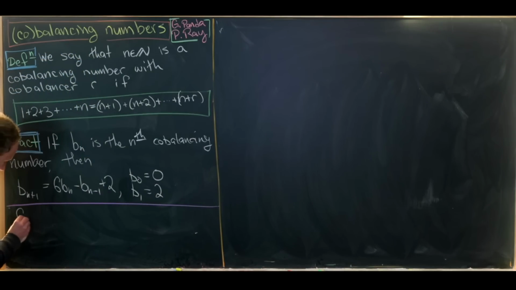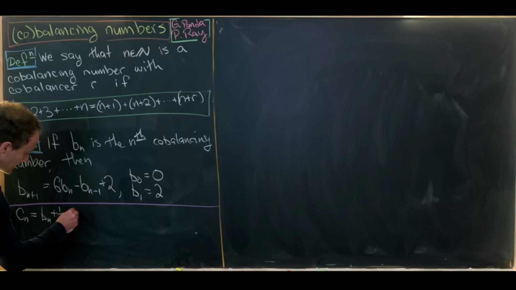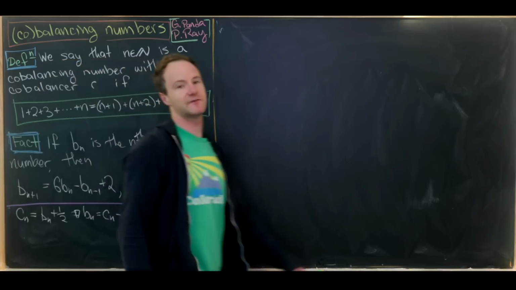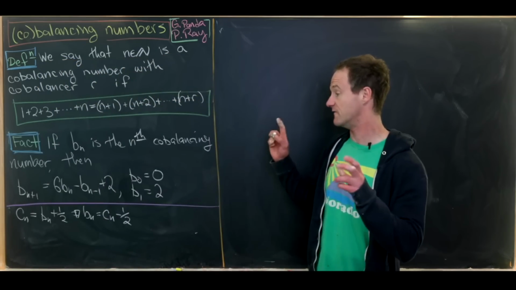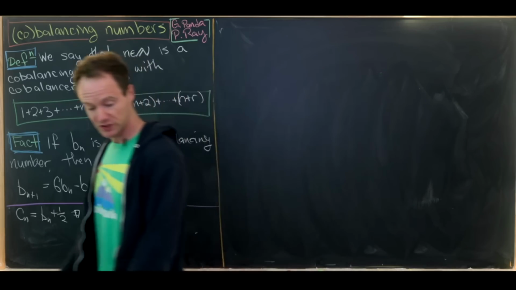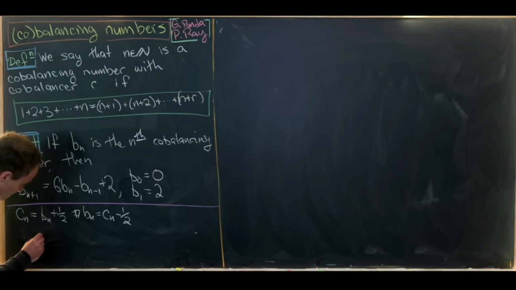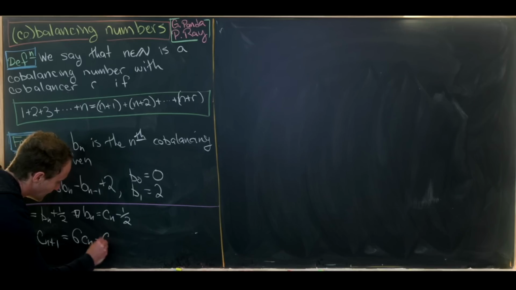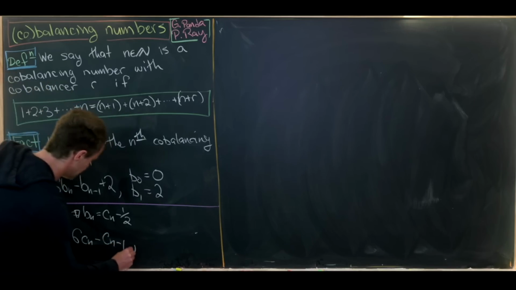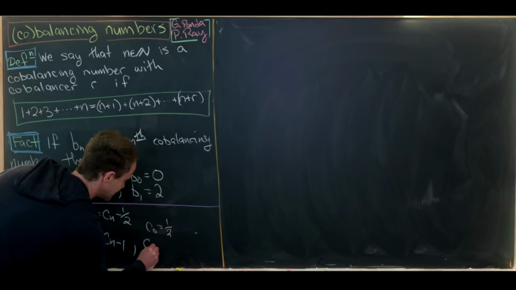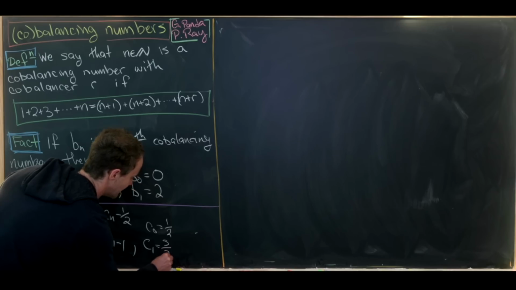And that substitution will be to set Cn equal to Bn plus 1/2. But that means that Bn is equal to Cn minus 1/2. Then I'll let you work out the very simple details, but that provides us a new recursion, which is a little bit easier to work with. So we'll have Cn plus 1 is equal to 6 Cn minus 1. And then we will furthermore have C0 equals 1/2 and C1 is equal to 5/2.